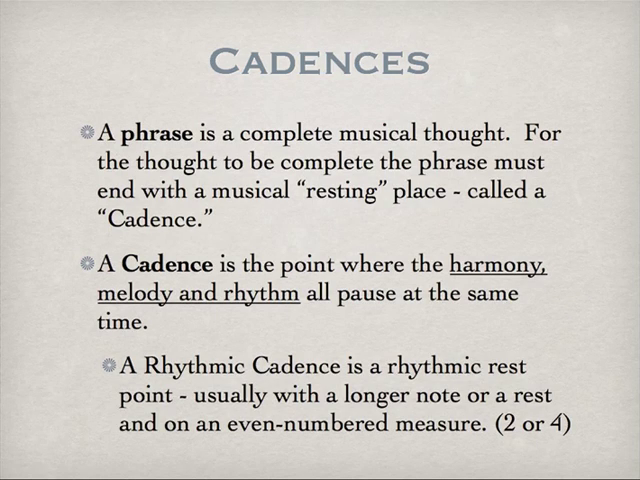Cadences are that point in the music which marks the end of a phrase, the end of a complete musical thought. It's a spot where the harmony, the melody, and the rhythm all pause at the same time. A rhythmic cadence is just concerned with the rhythm, and it usually ends with either a longer note or a rest, and it's usually on an even numbered measure.